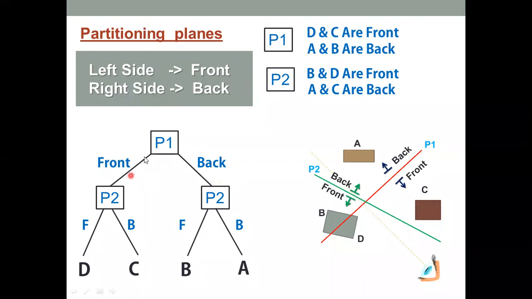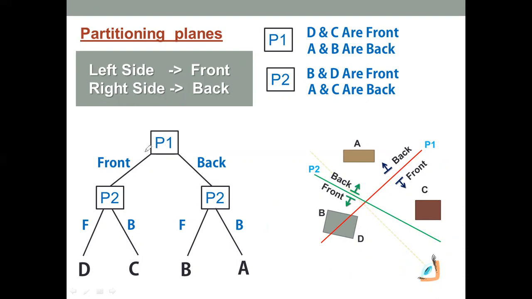We have to consider P1 front, P2 front. That means P1 front is this one, and P2 front is this one. So we have this one and this one, which includes both planes, is D. So we use D as the leaf node for this branch.